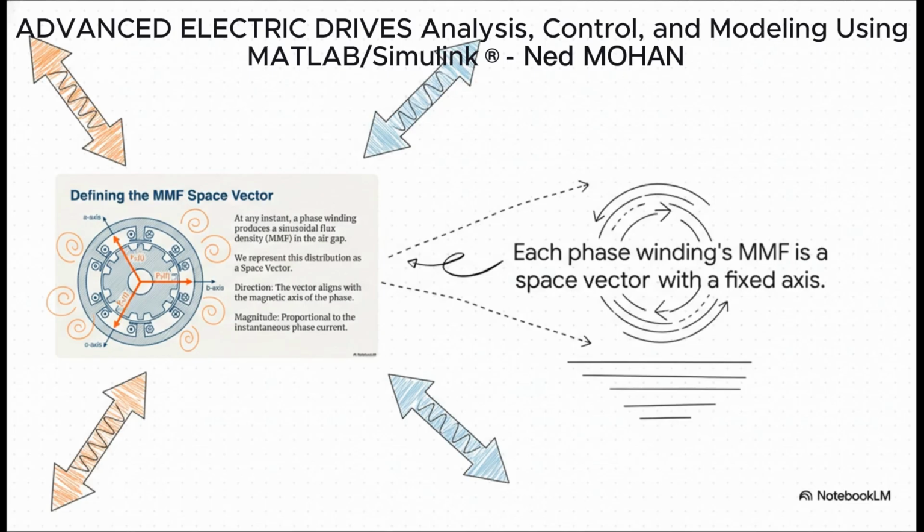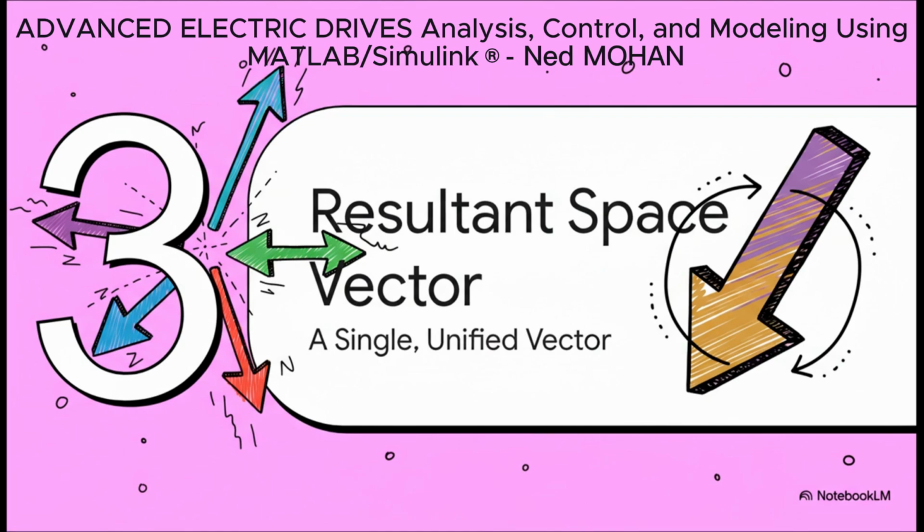So here's the crucial insight. We can represent the magnetic field from each individual phase winding as a vector. Now, think about this. The direction of that vector is fixed in space by the physical axis of the winding. But its magnitude, its length, pulses in time with the instantaneous current. Okay, so we've got 3 separate vectors, all pulsating away. But instead of tracking all 3 of them, what if we could combine their effects into a single, unified vector? That's the leap we're about to make.